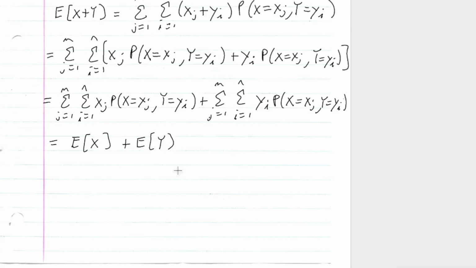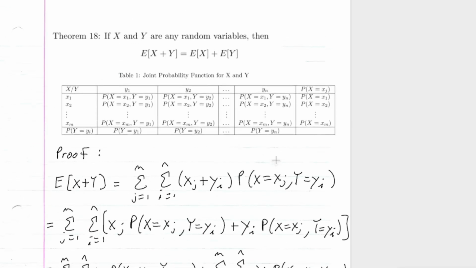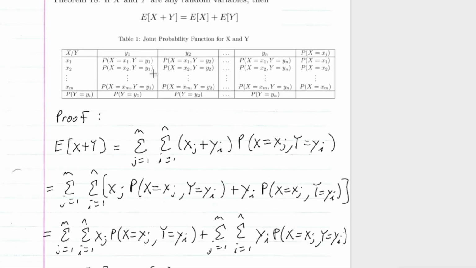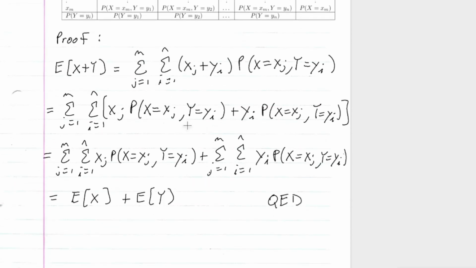This is a pretty obvious theorem because from the definition, we're just adding the two together and multiplying by each probability. But of course, we can just separate them and do them individually when you break it down like this.